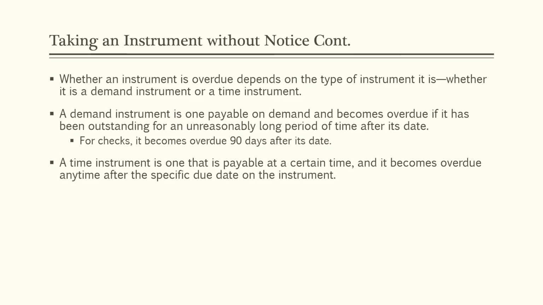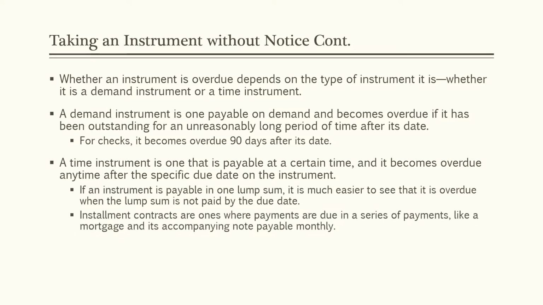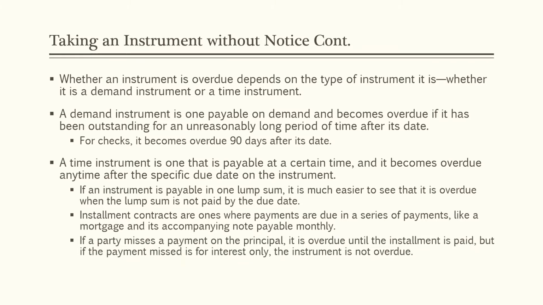A time instrument is one that is payable at a certain time, and it becomes overdue any time after the specific due date on the instrument. If an instrument is payable in one lump sum, it is much easier to see that it's overdue when the lump sum is not paid by the due date. However, installment contracts are one where payments are due in a series of payments, like a mortgage and its accompanying note payable monthly. If a party misses a payment on the principal, it is overdue until the installment is paid. But if the payment missed is only for interest, the instrument is not overdue.